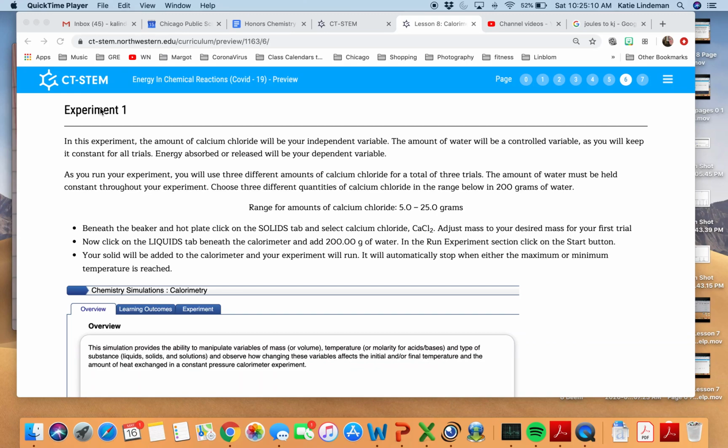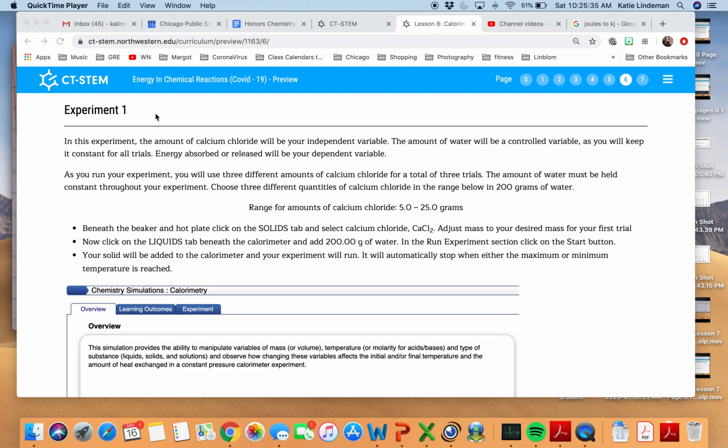This video is for Experiment 1, Lesson 8. In this experiment, the amount of calcium chloride will be your independent variable, the amount of water will be a controlled variable, as you will keep it constant for all trials, and the energy absorbed or released will be your dependent variable. As you run your experiment, you will use 3 different amounts of calcium chloride for your 3 trials.